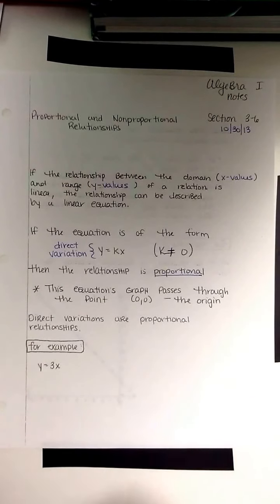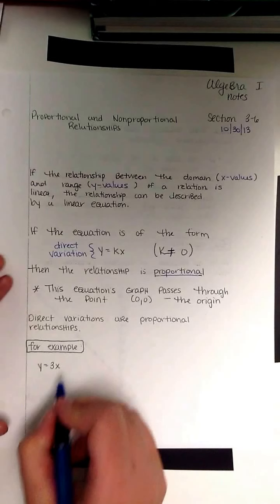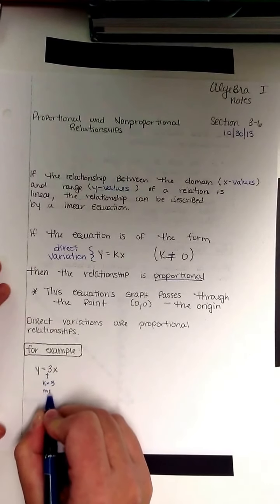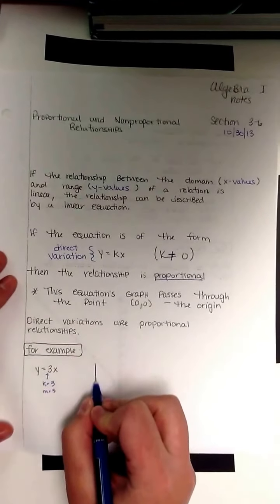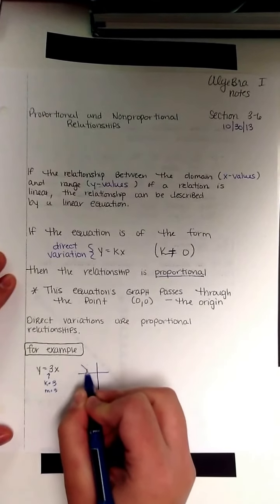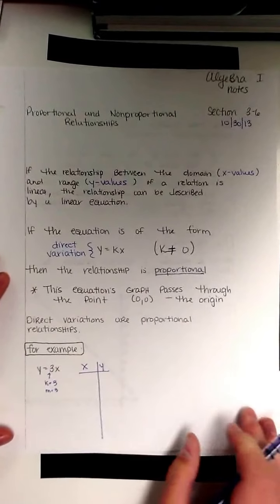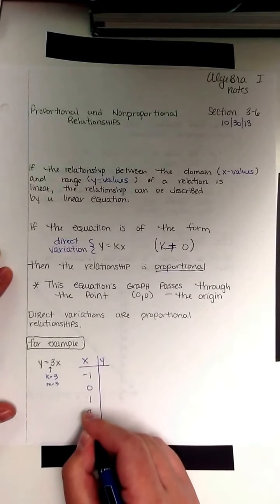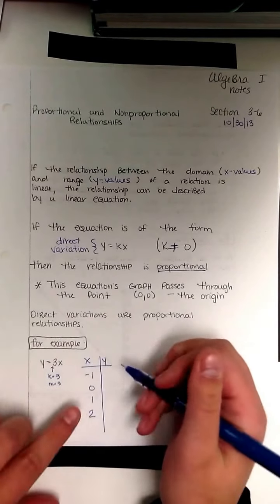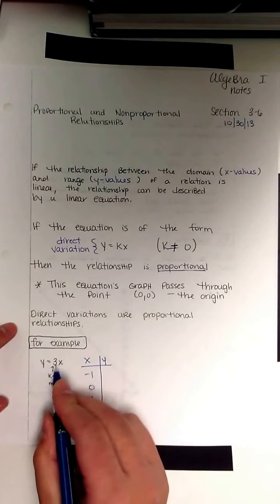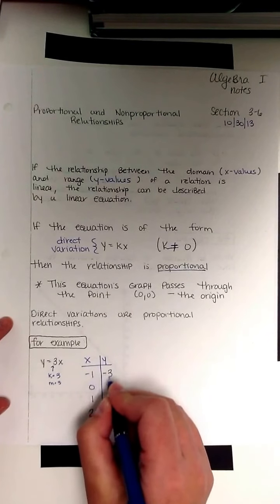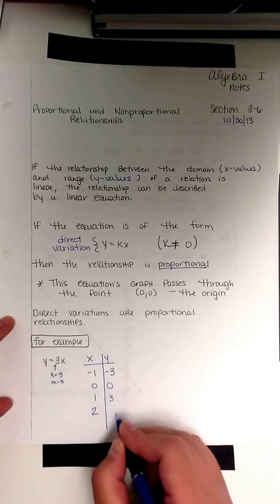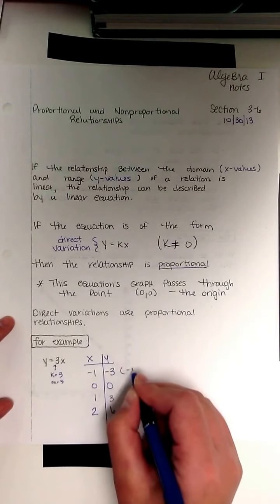Here's an example. We have y equals 3x. K is 3. That's also our slope. So I'm going to make a table of values. I'm going to say x and y, and I'm just going to pick 4 x values. I'm going to say -1, 0, 1, 2. So I have 3 times -1, which is -3. 0 times 3 is 0. 1 times 3 is 3, and 2 times 3 is 6. These are my ordered pairs.